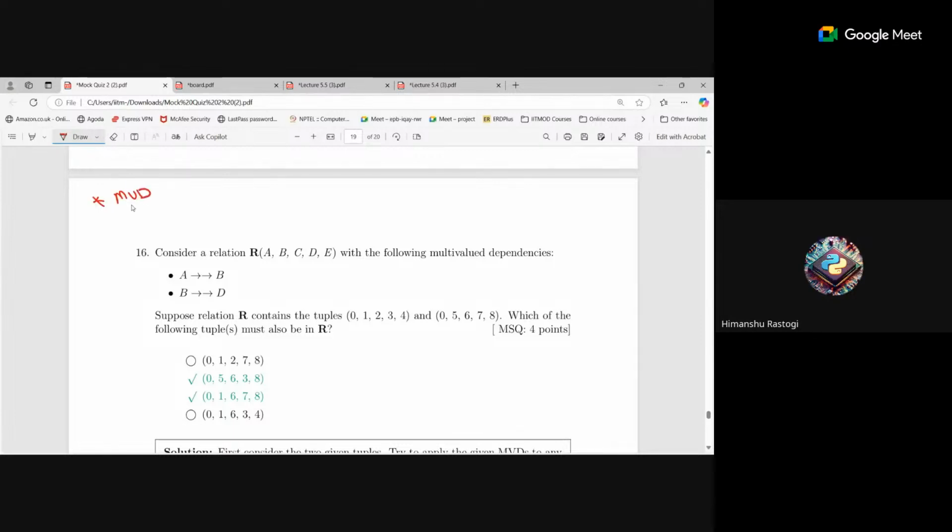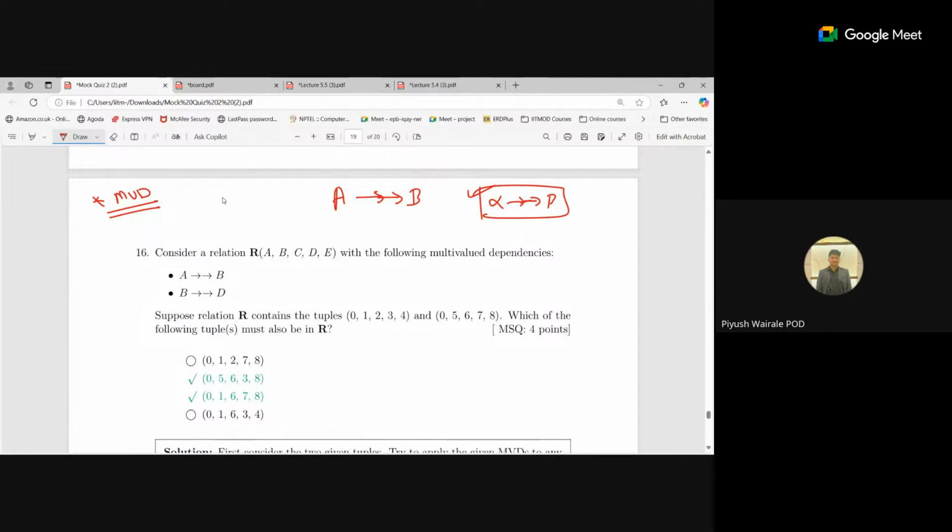MVD was satisfied, that big condition that we have to define: take four tuples and then select alpha, beta, and the remaining attributes as gamma, and then check. Here we can do one simple thing. We have A multi-determine B, right? So let's say alpha multi-determines beta. We have one MVD here, right?